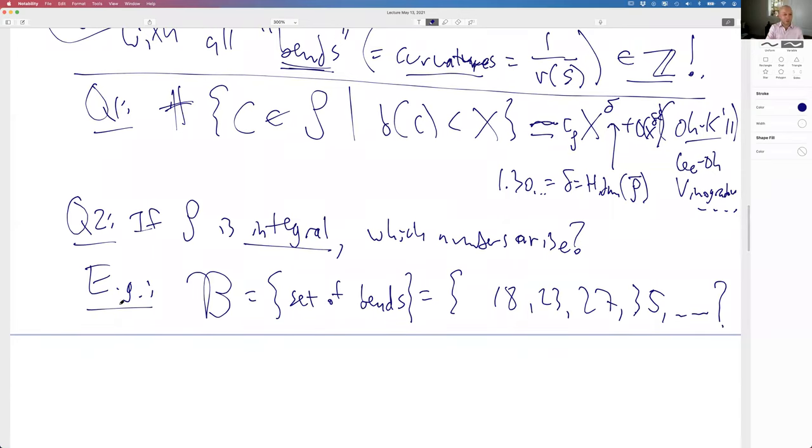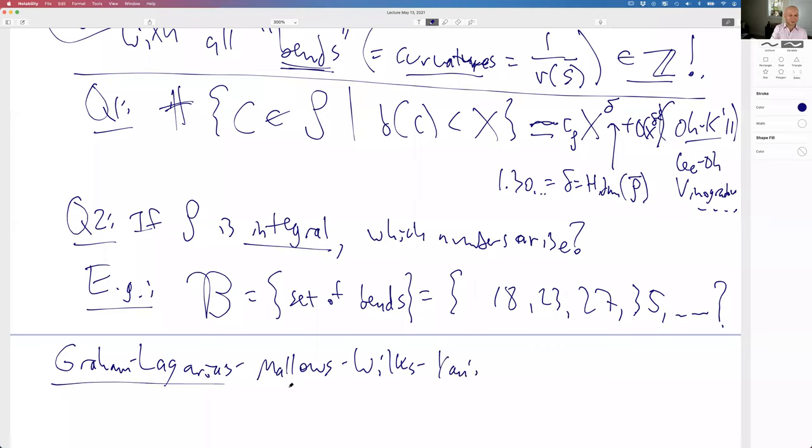And in a beautiful series of papers by Graham, the late Ron Graham, Lagarias, Mallows, this was an AT&T group, Wilks and Yan at Bell Labs before Bell Labs closed down. So starting about 20 years ago, maybe '02 or '03, it was a long series of papers studying the integral properties of bends.